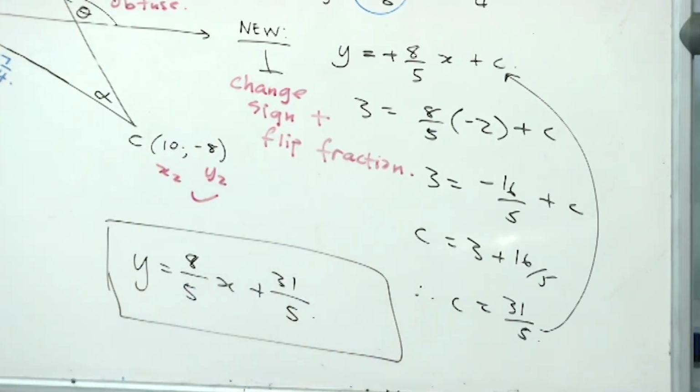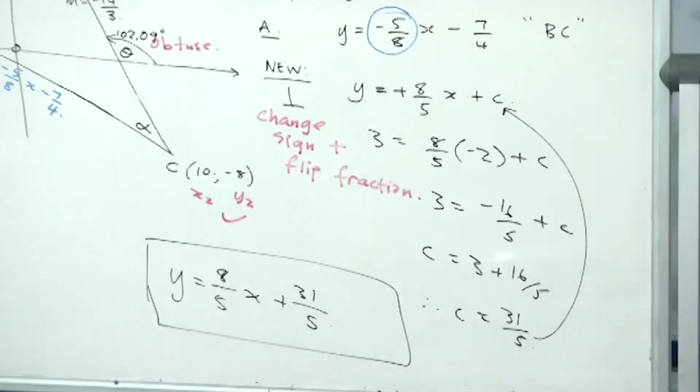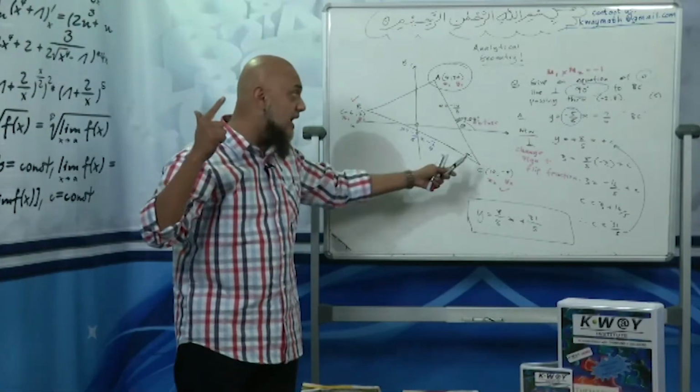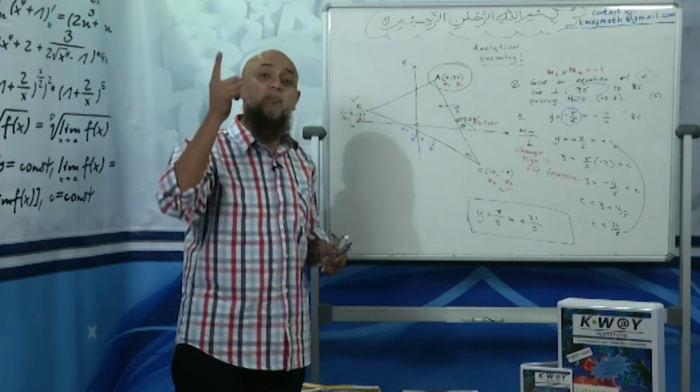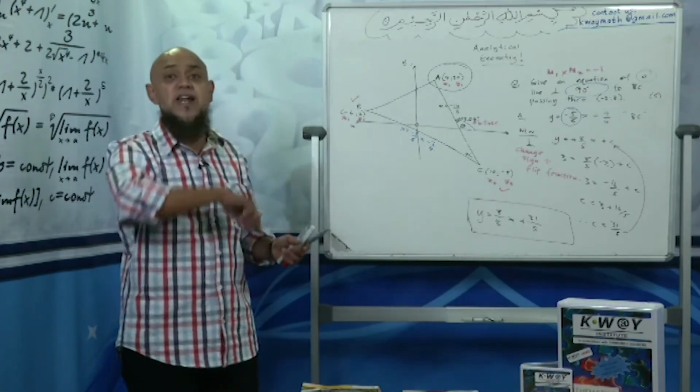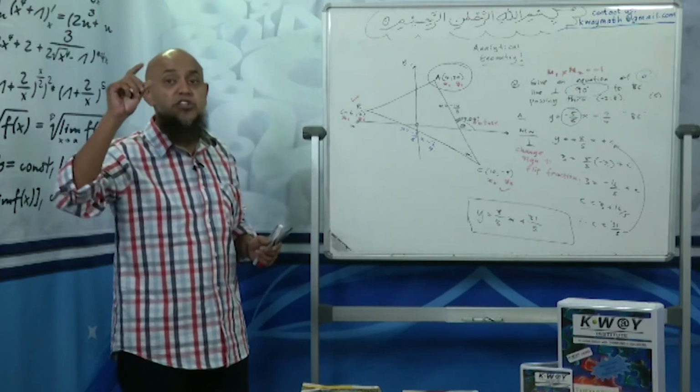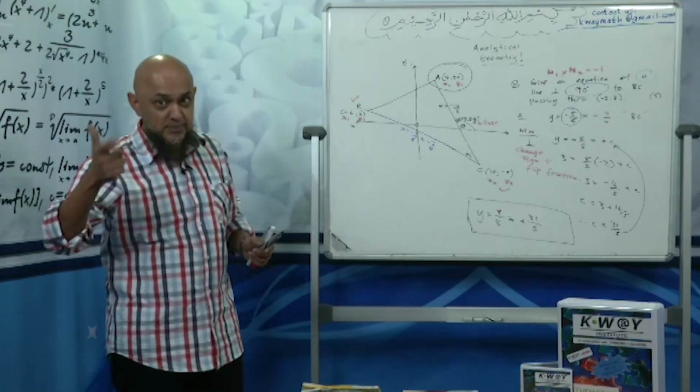Okay, boys and girls, there we go. You got yourself another 5 marks. So we found parallel lines. We found a perpendicular line. For parallel lines, the gradients are equal. For perpendicular lines, the product of the gradients is equal to -1. So you change the sign and you flip the fraction.